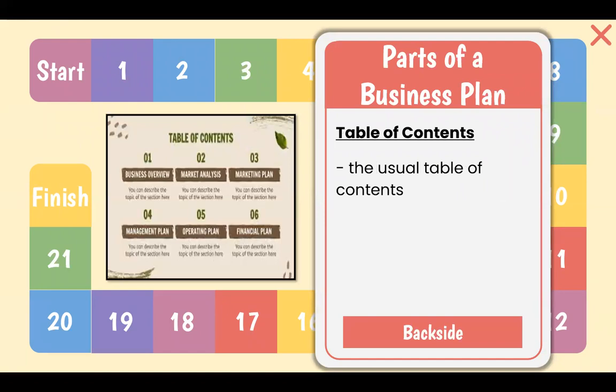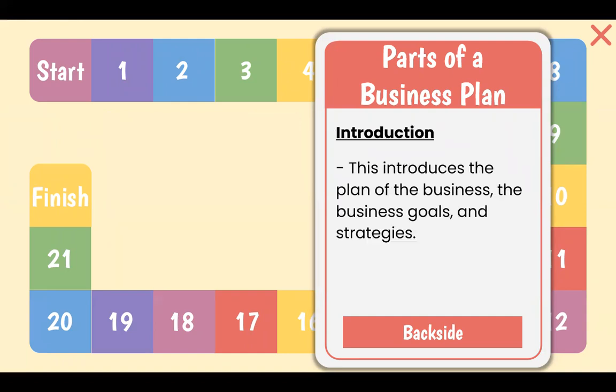Number 2, table of contents. The usual table of contents. Number 3, introduction. This introduces the plan of the business, goals, and strategies.